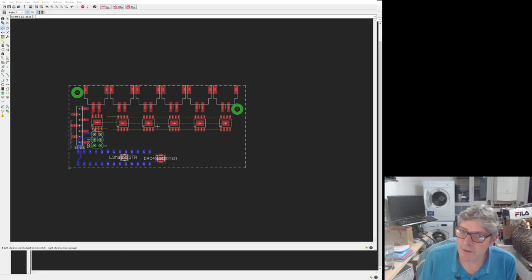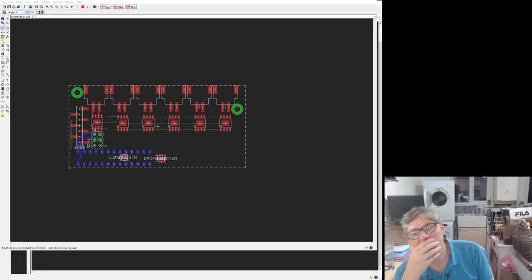What else was I going to put on there? We're missing something, aren't we? Bugger if I can remember what it was. So we use the I squared C for the DAC, and we're using SPI for the IMU.